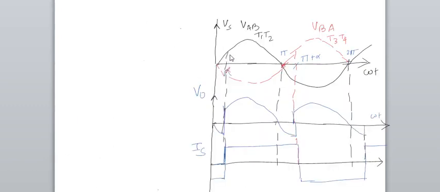As you can see here, this was my supply. Vs is my supply, VAB is my positive half and VBA was my negative half. During VAB, T1 and T2 were operating, and during VBA, T3 and T4 were operating. As the load is highly inductive, this is my source current and this is my V naught.